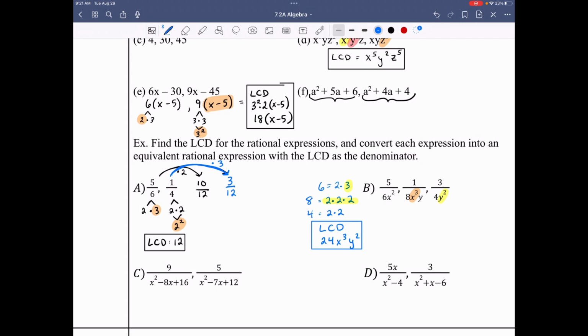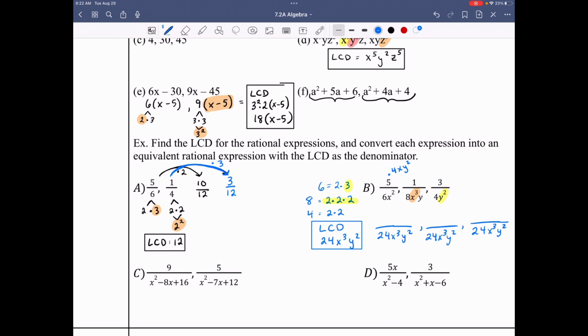Okay, then we need to write each one of those with the same denominator, 24 x to the third y squared, for each of these 3 rational expressions. 24 x to the third y to the second on each one. So how do we get the 6 to become 24? We multiply by 4. So we have to multiply the 5 by 4. And then how do we get the x squared to become x cubed? We have to multiply by x. And there was no y squared, so we also have to multiply by y squared.